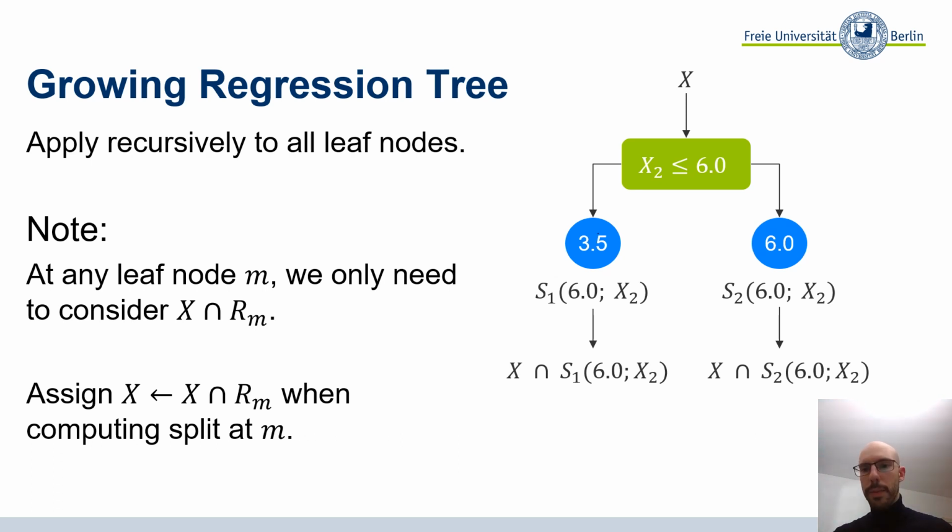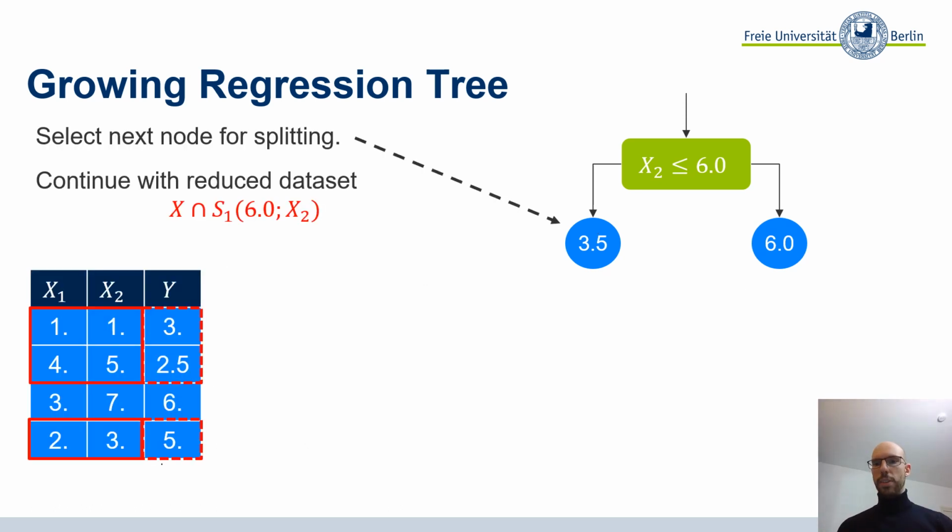So something that is nice to point out here is that at any leaf node M, we only need to consider that part of the training data which enters that region, right? I mean, if we cascade down our training data through the tree, part of the data is going to end up in this half space, and the other part of the data is going to end up in this half space. So at each node, we're only going to have to consider that part of the training data which actually is in that half space.